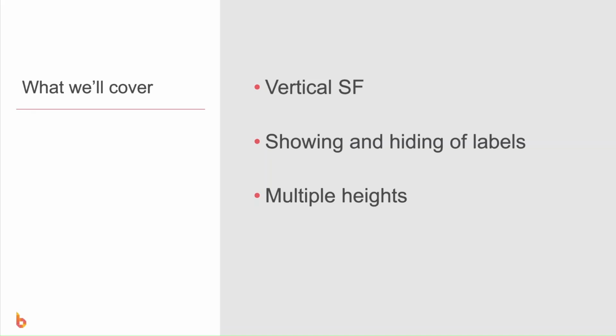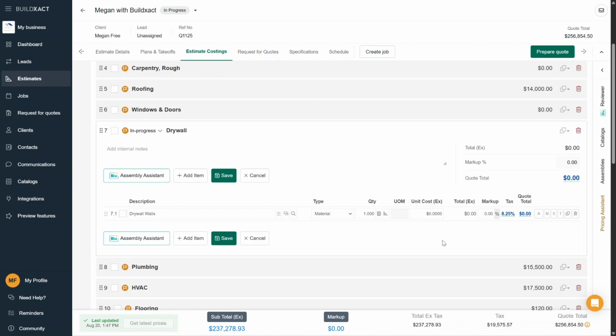We'll also look at how to show and hide labels, as well as how to handle cases where you have multiple wall heights. Jumping into my Build Exact account, I'm going to use the example of drywall. Here's my line item for drywall, and I'm just going to place SF under the UOM, or unit of measure, and then I'll press the takeoff tool.